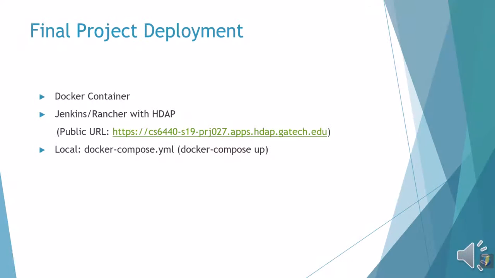For final project deployment, we build a Docker file together with Jenkins, which can easily be deployed into HDAP through a public link. We can also use local deployment. You can easily run the Docker Compose app command, which will build the Docker Compose file locally.